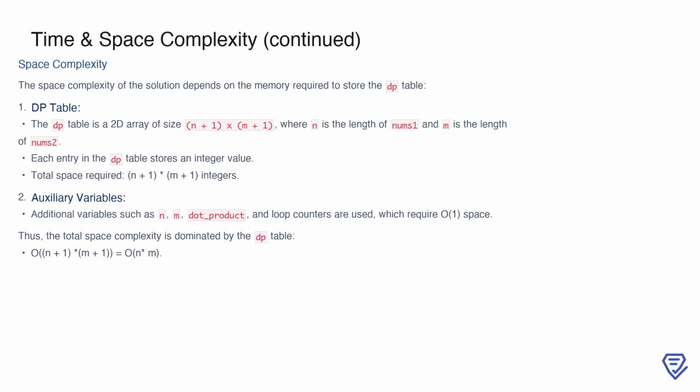Additionally, there are a few auxiliary variables such as the loop counters and intermediate storage for calculations like dot_product, but these require only constant space, or O(1). Therefore, the overall space complexity is dominated by the DP table, and we can express it as O(n*m).